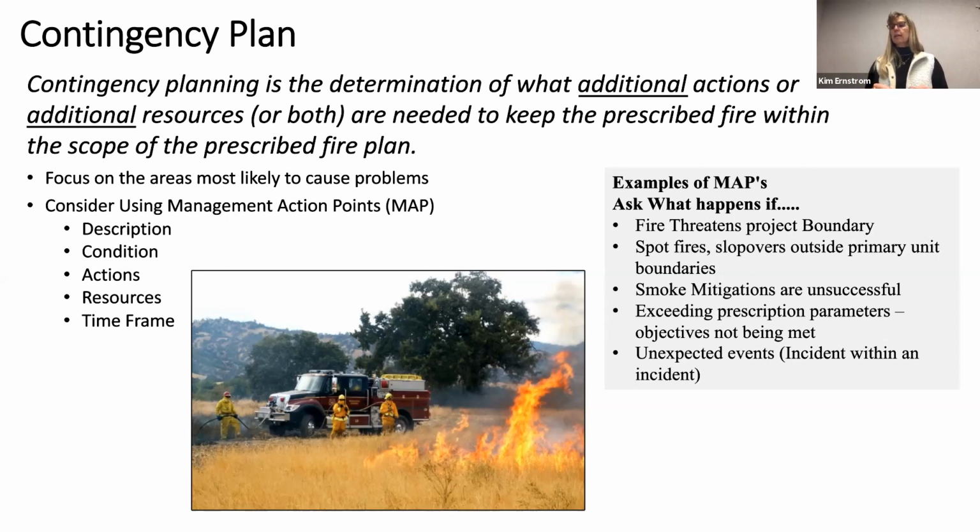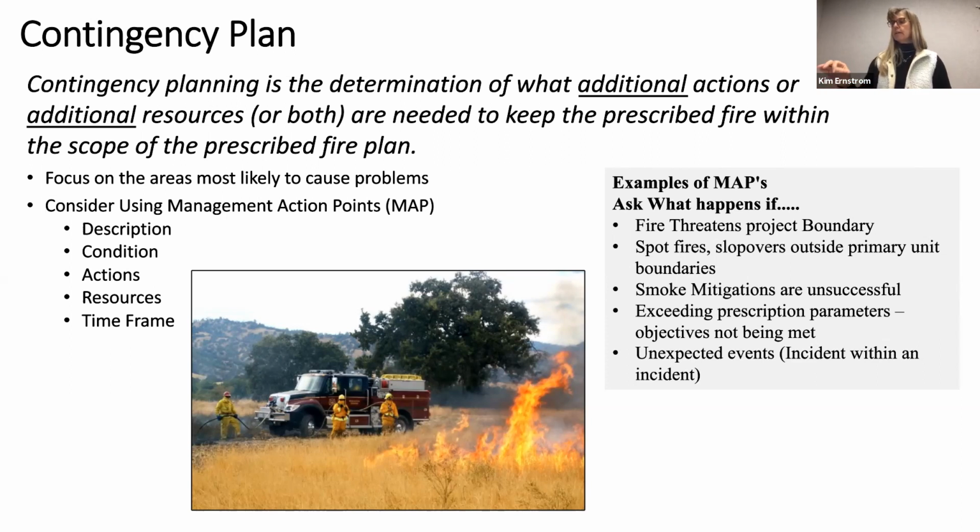plan? Okay. So that's not saying we're not going to have spot fires or not going to have slopovers. We probably will. And it might take us a little while to get that stuff under control. We haven't declared it a wildfire, but we might need extra help. So what is that going to look like? Where is it going to come from?